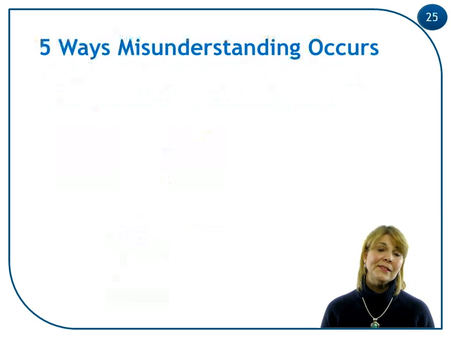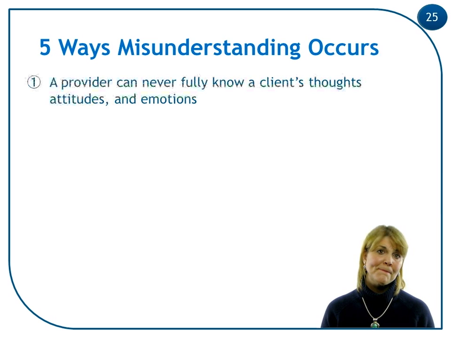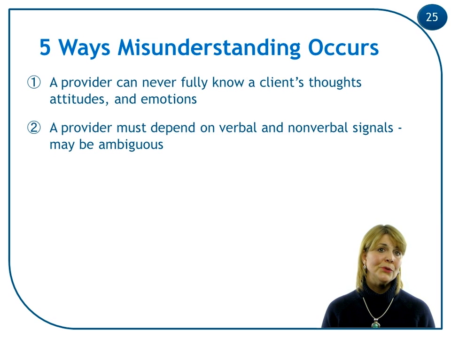Your text outlines 5 ways that misunderstandings can occur when communicating in the healthcare field. Number 1, a provider can never fully know a client's thoughts, attitudes, and emotions, especially when the client is from a different cultural background. Number 2, a provider must depend on verbal and nonverbal signals from the client to learn what the client believes about health and illness, and these signals may be ambiguous.